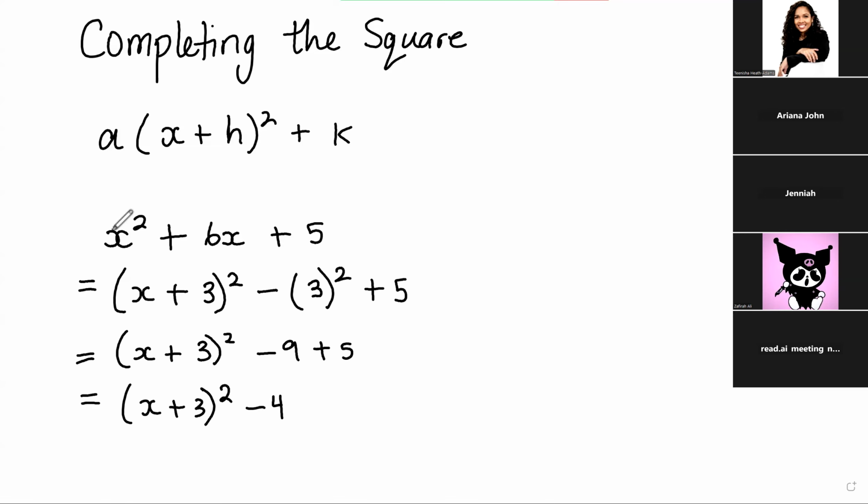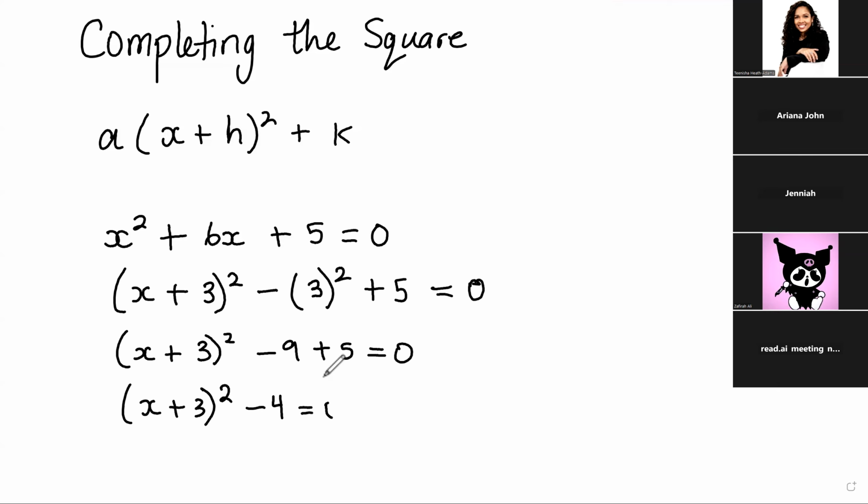In this case, a is 1, the coefficient of x², h is 3, and k is −4, right? Now, just like you could solve a quadratic by factorization or by using the quadratic formula, you can also solve it by completing the square. So if I make this equal to 0, then I can actually solve the quadratic by completing the square. All right, so this is what I do.